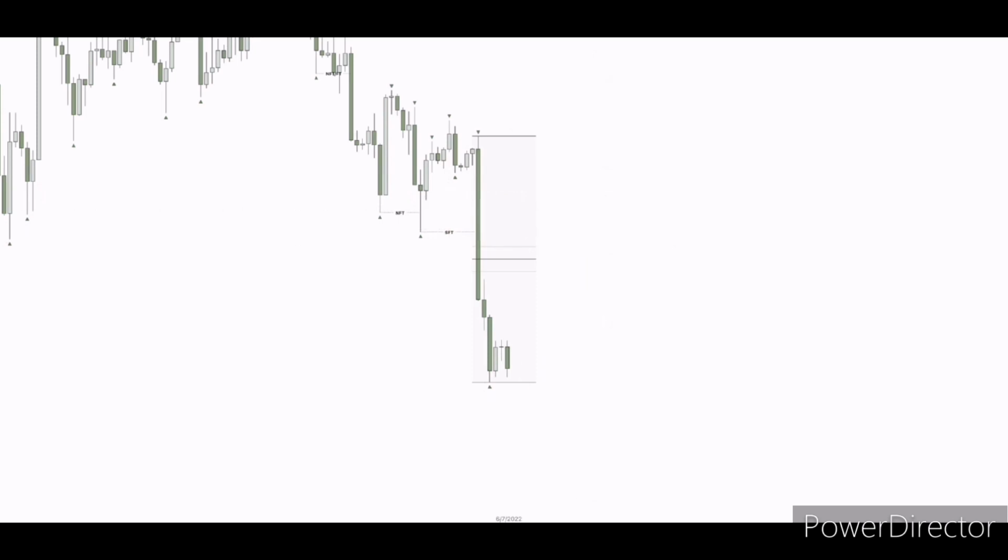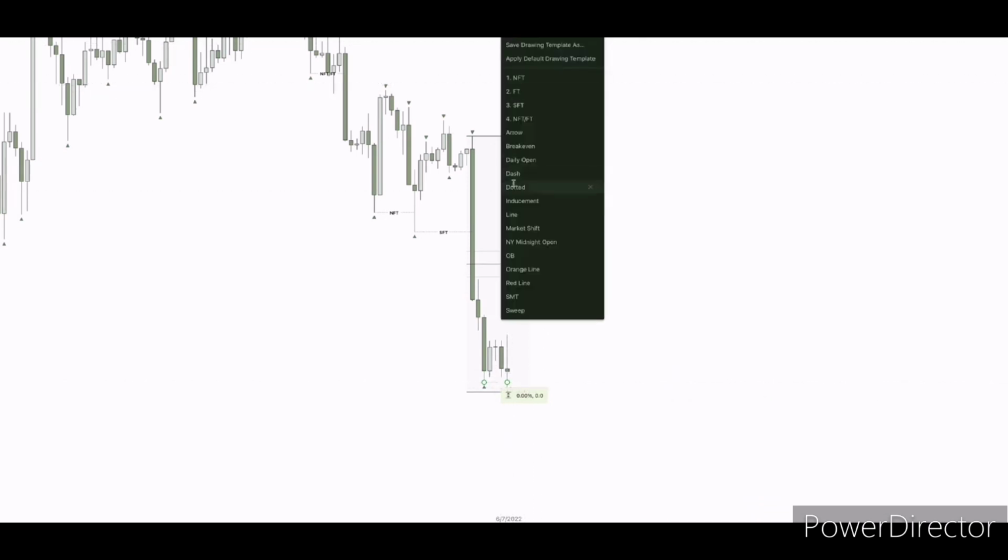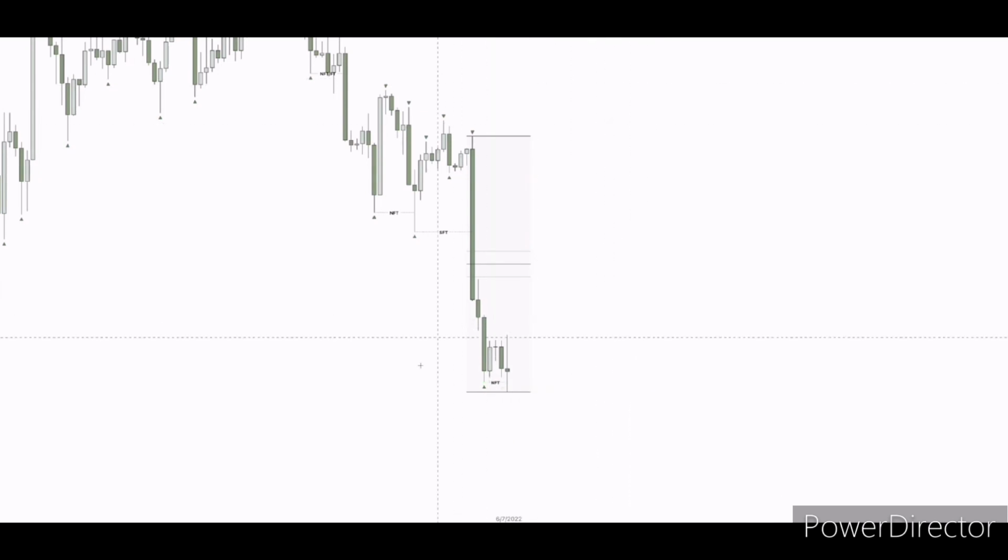So let's just see what happens with price. So we've come down now, we've interacted with this 4-hour low, and what has happened is we've closed with a wick, so that would be no follow through. So for us, what we will be looking for now is longs back into premium.